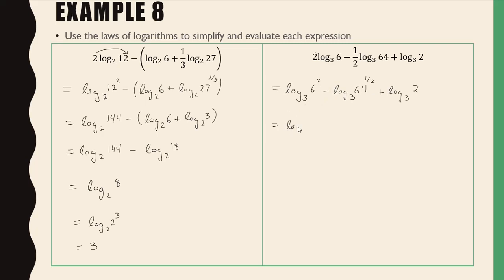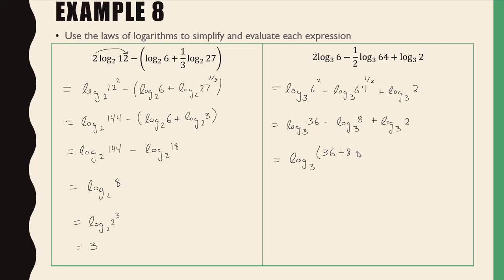So you get log base 3 of 6 squared, which is 36, minus log base 3. Now 64 to the power of 1/2, that's like square rooting. So the square root of 64 is 8. And then we've got log base 3 of 2. Now we've got some subtraction, we've got some addition. I'm going to do this all at once. So it's going to be log base 3 of 36 divided by 8, because it's subtraction. And then I'm going to multiply whatever I get by 2.